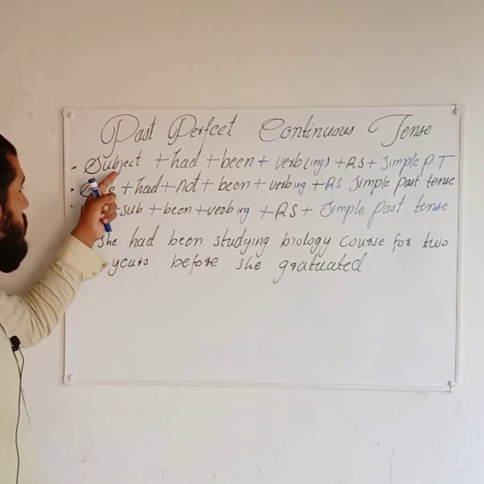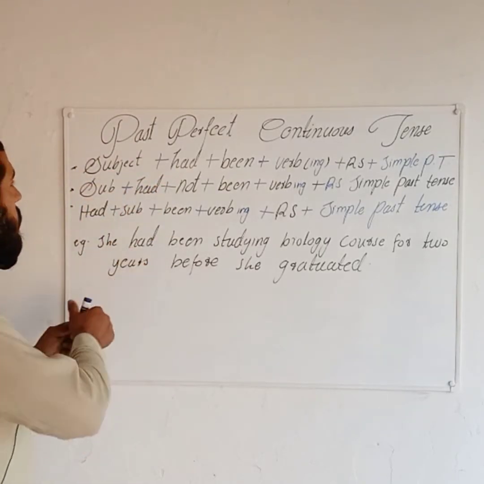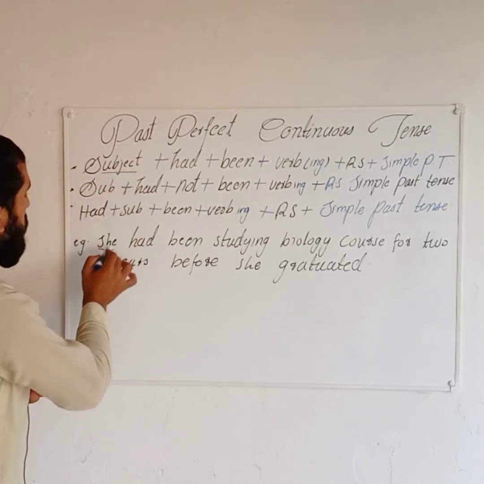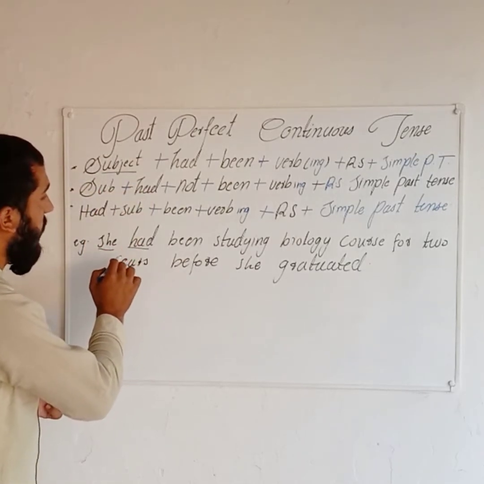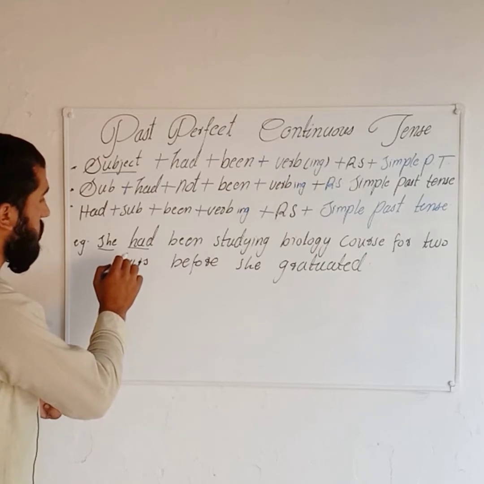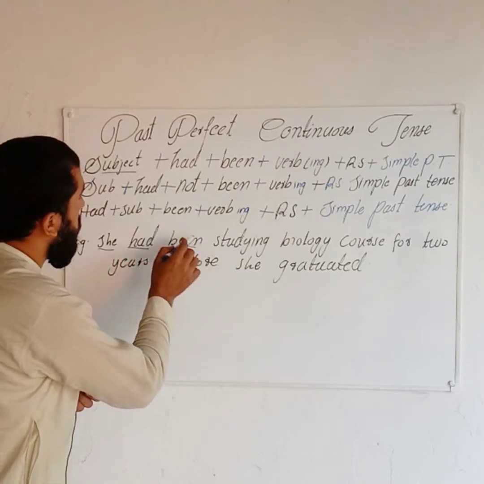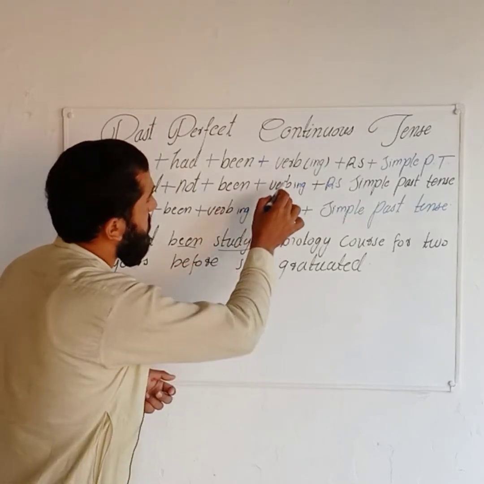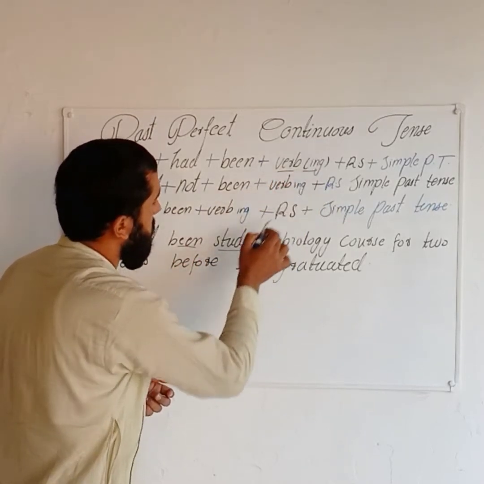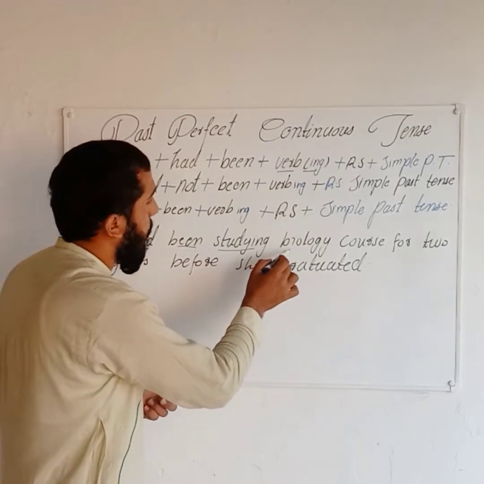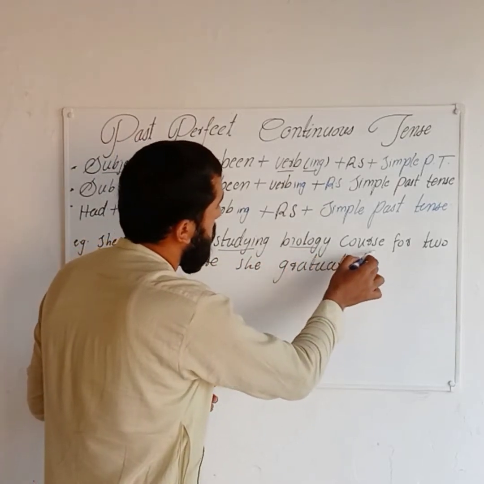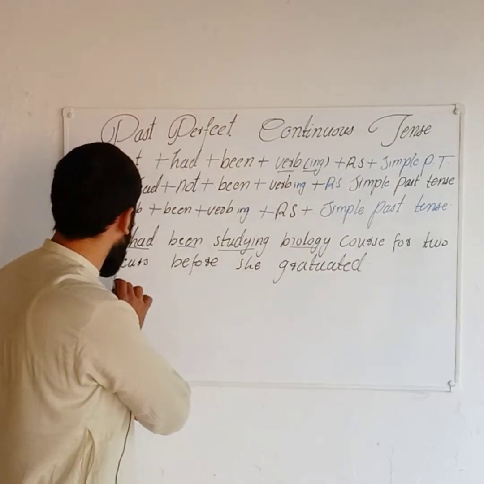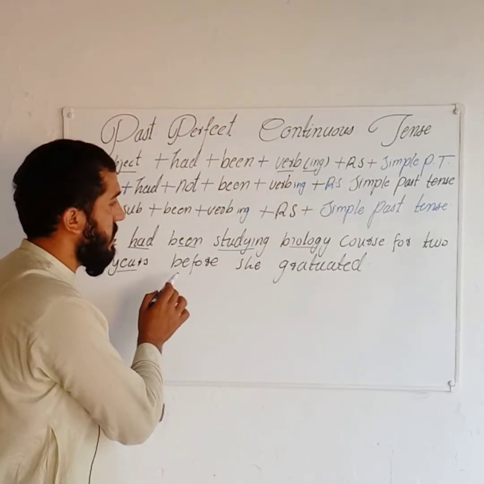Well, the first one is the positive structure. In positive, what do we say? First, we need to use a subject. Subject is "she" here. And "had" is the helping verb of past perfect continuous tense. And then "been": she had been. And then verb plus ing: studying. She had been studying biology course. She had been studying biology course for 2 years. For 2 years is the rest of the sentence.